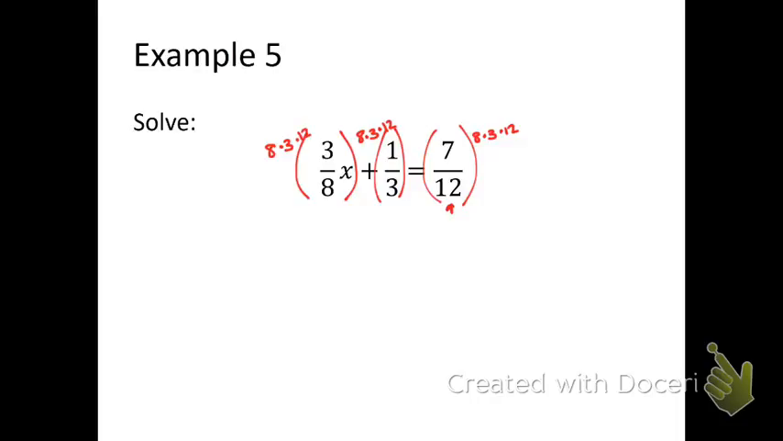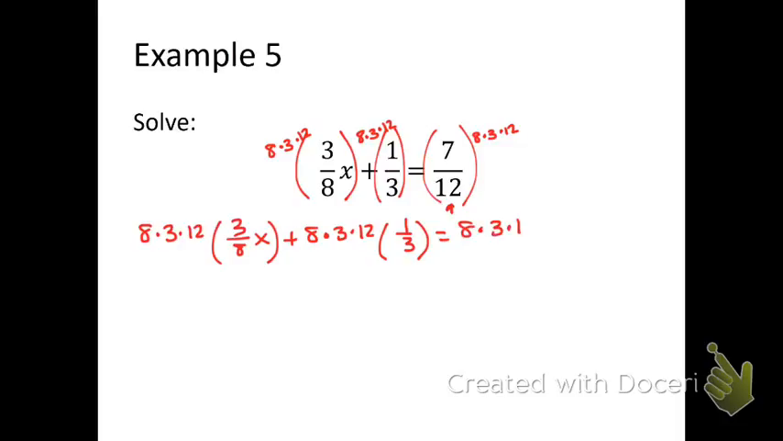Alright, so I'm going to write out what I have this time. So I have 8 times 3 times 12 times that 3/8 x, plus 8 times 3 times 12 times 1/3, equals 8 times 3 times 12 times that 7/12.